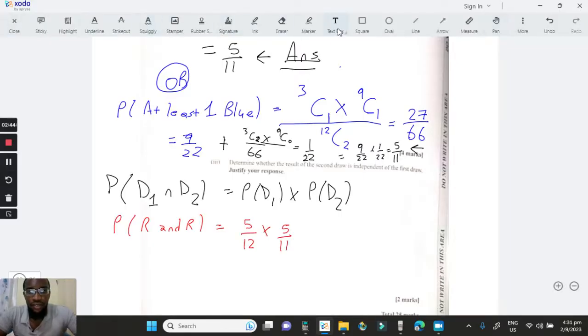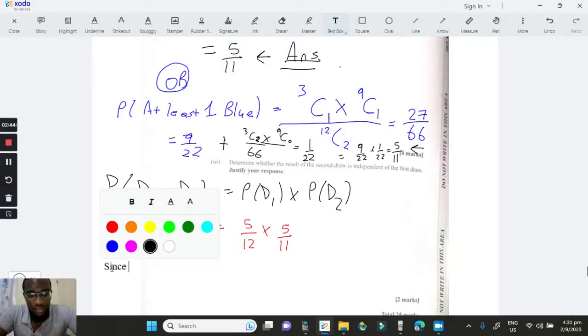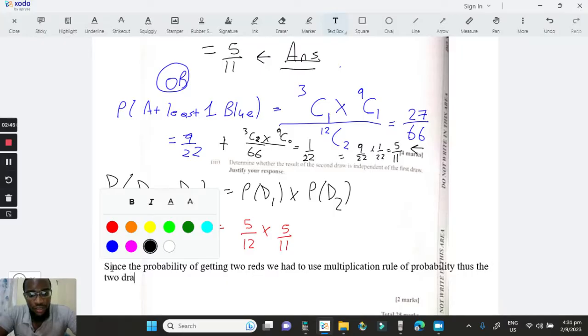So now we're going to give them the reason. That is a justification. So we're going to tell them, since the probability of getting 2 reds, we had to use the multiplication rule of probability. Thus, the 2 draws are independent of each other.